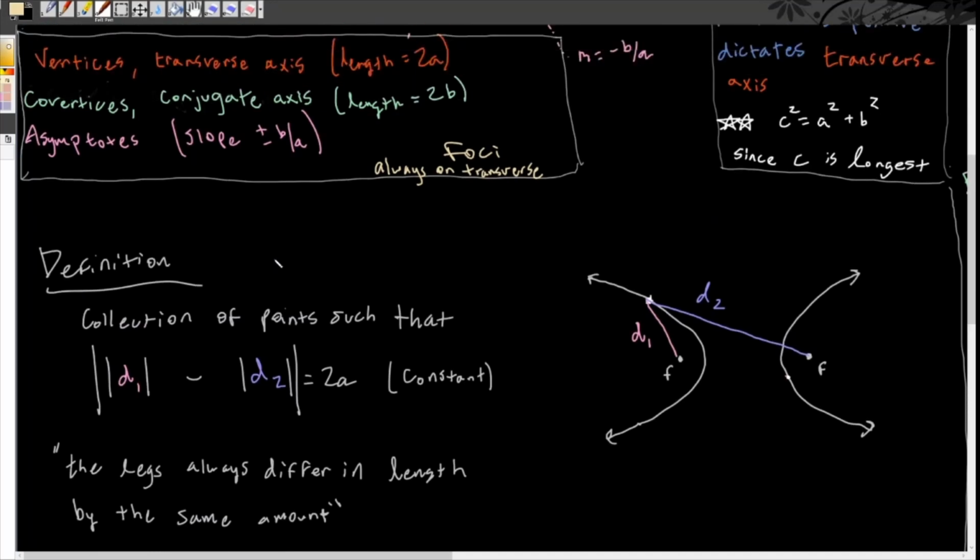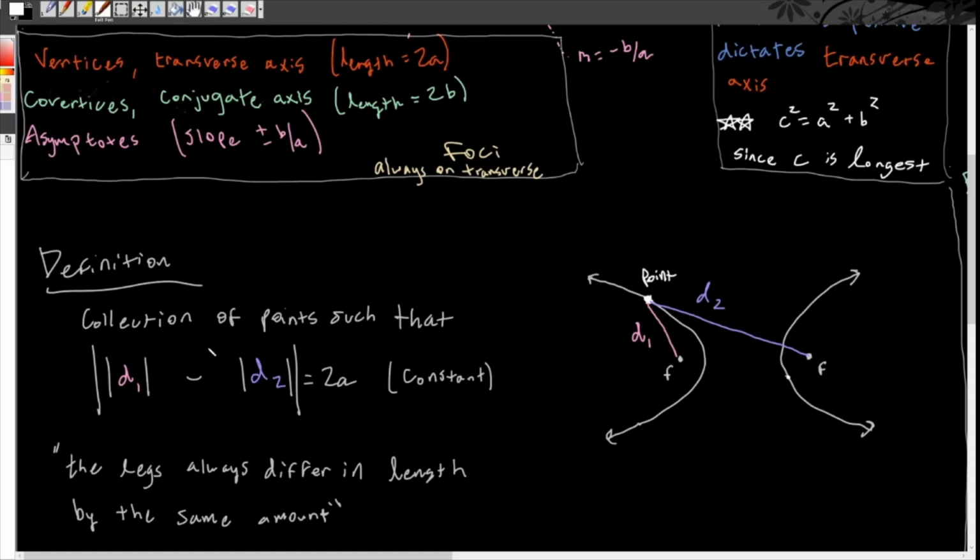So for an ellipse, if you took the distance from any point to both foci and then you added those distances, it is a constant number. Now the way this works is if you take the distance from any point on the hyperbola and you find the two distances separately to each focus, the length of these legs are always going to differ by 2a units.